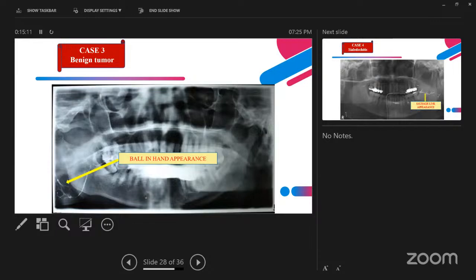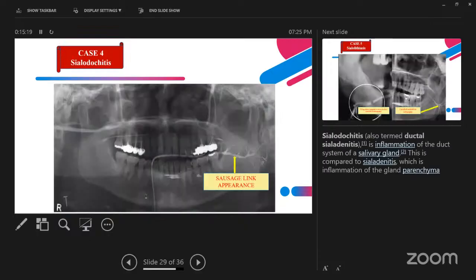This is case 3, benign tumor, and the sialographic appearance is ball in hand appearance, ball in hand. This is sialodochitis. Sialodochitis means ductal sialadenitis or inflammation of the duct system of the salivary gland. So the sialographic appearance is sausage link appearance.